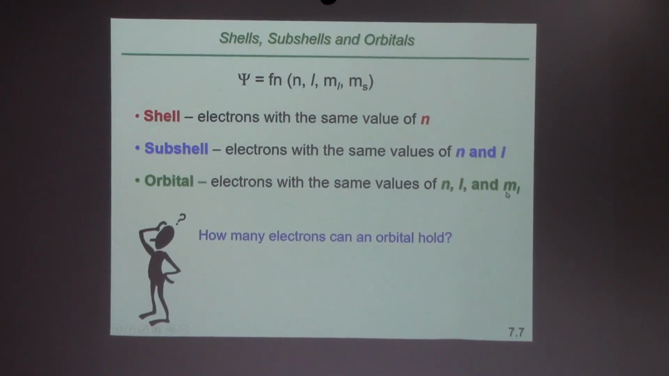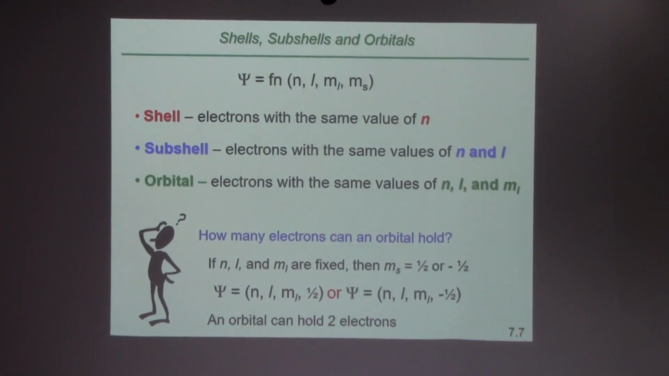How many electrons can an orbital hold? Well, if two electrons have the same values of n, l, and ml, that means the value of ms would have to be different. It can either be plus 1/2 or negative 1/2. Therefore, the maximum number of electrons that an orbital can hold is 2.